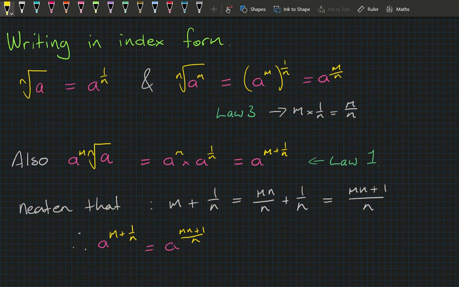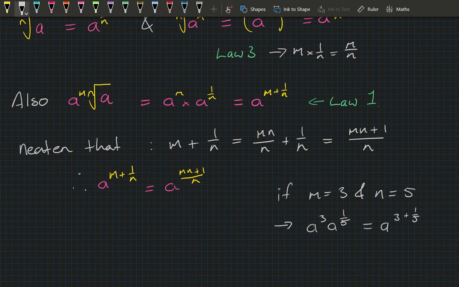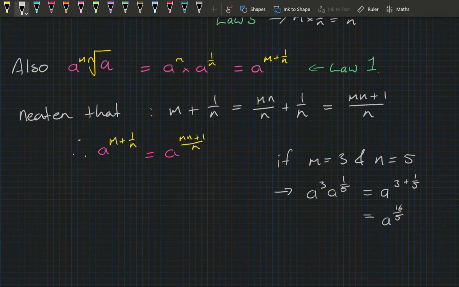So while this algebra might be great for your notes, it might not make a lot of sense until you see it work with numbers. So let's just say, for example, that m was equal to 3 and n was equal to 5. Then a to the m plus 1 on n is actually a to the 3 times a to the 1 on 5, which by law 1 we know is a to the 3 plus 1/5. And doing that algebra quickly for you, you should re-express that as a to the 16 on 5. And we can look into this a bit later, but you could rewrite that using surds and powers again, alright?